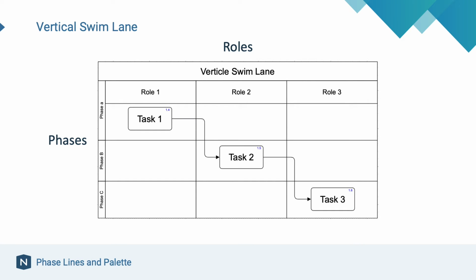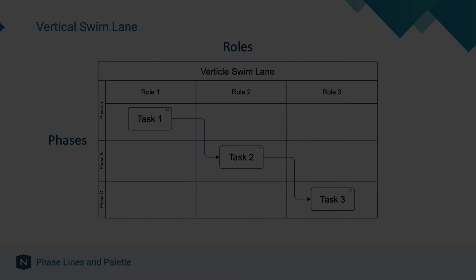In this example, I'm using a vertical swim lane, and each column represents a role in the process. I now use phase lines to designate change of state as horizontal lines across the vertical swim lane.